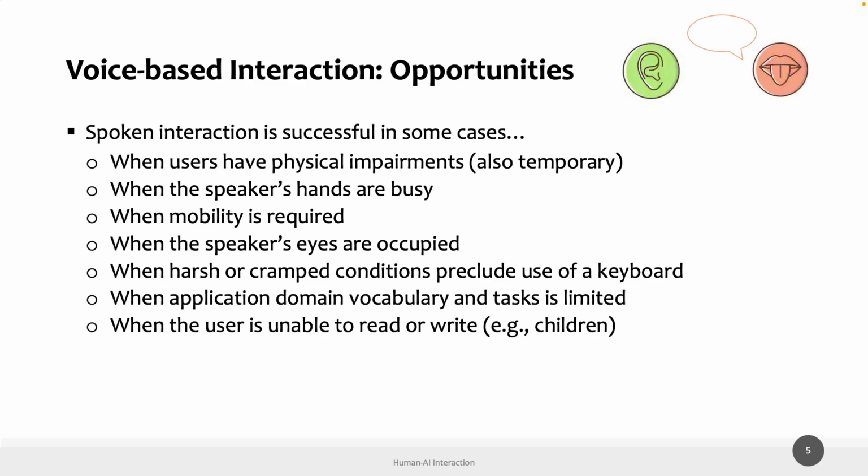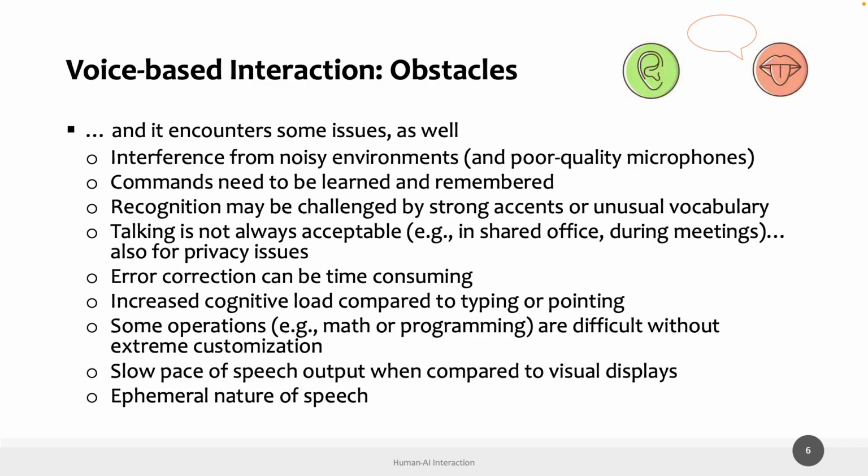So spoken interaction is successful in some cases when users have, for example, physical impairments, when the speaker's hands are busy, or when mobility is required, and so on. And this slide instead summarizes the obstacles in voice-based interaction. We already talked about some of them. So some of them are technical, while others are more related to the nature of speech and voice.